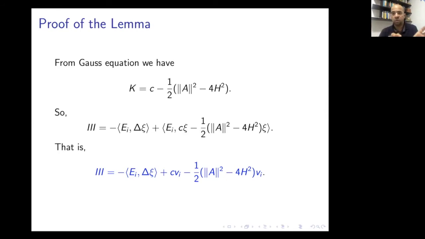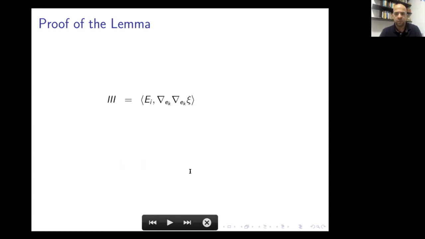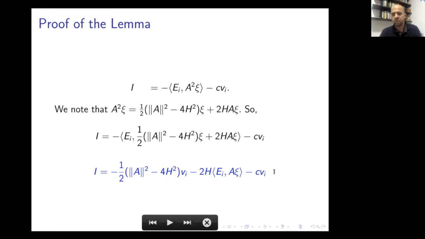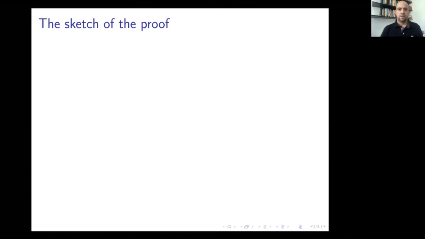So to conclude the lemma, we just need to sum these two terms. I would just like to mention that this second term, CVI, cancels with this minus CVI here, and so we have exactly the lemma. Now let's come back to the proof of the theorem.